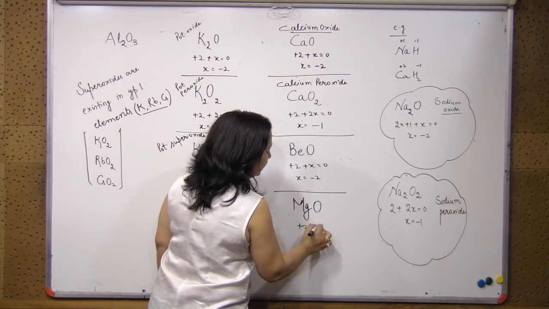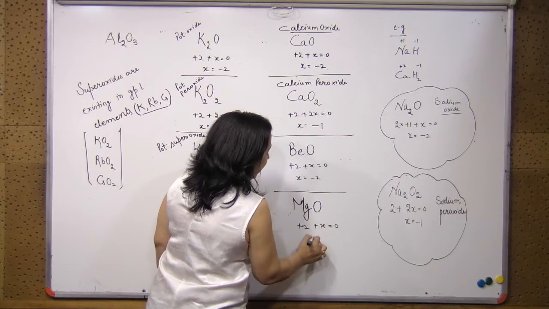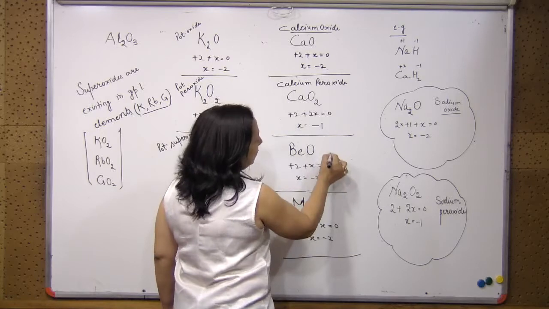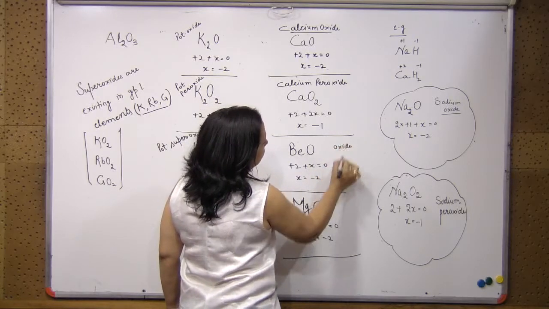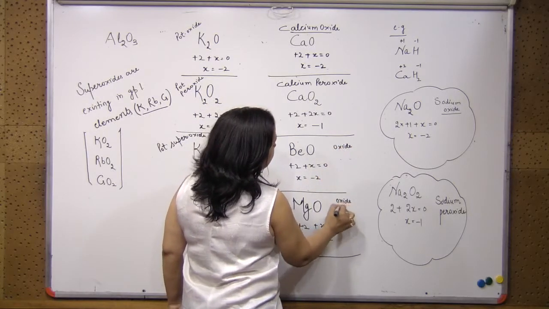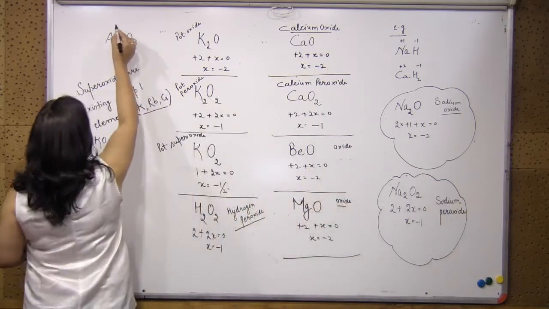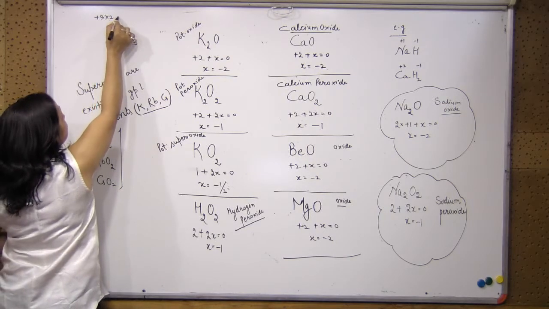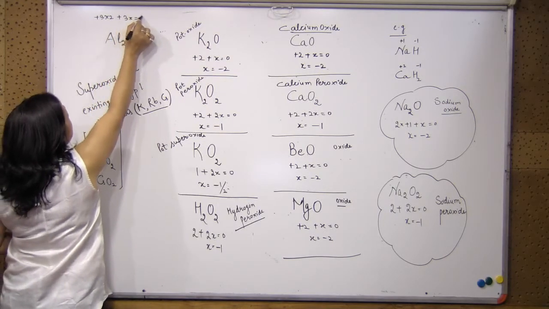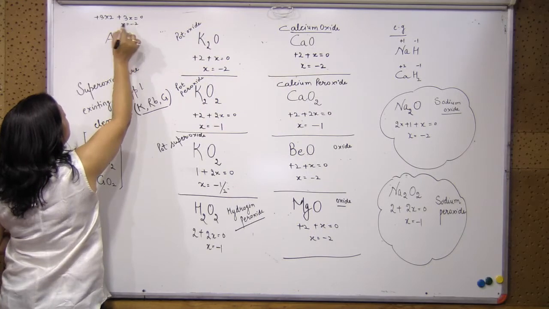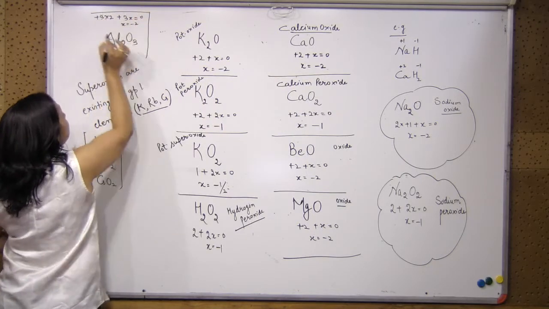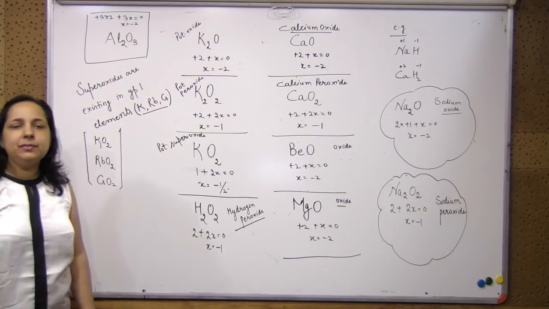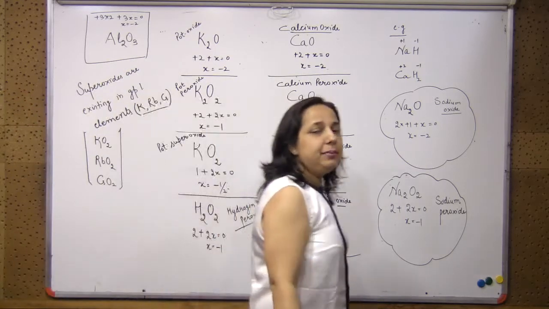Plus 2 and x is 0. X comes out to be minus 2, again oxide. All these are oxides. Same way aluminium here is 3 positive. 3 positive into 2, 3 2s are 6 plus 3x is equal to 0. X comes out to be minus 2. It is aluminium oxide. It means oxides and peroxides of metals can be named.